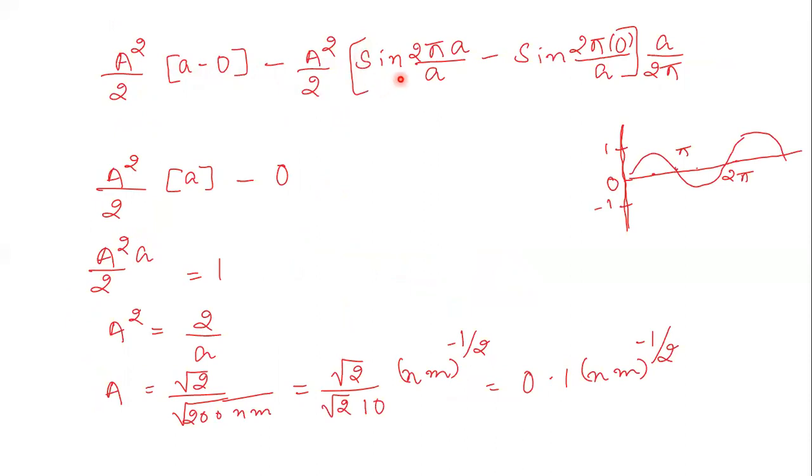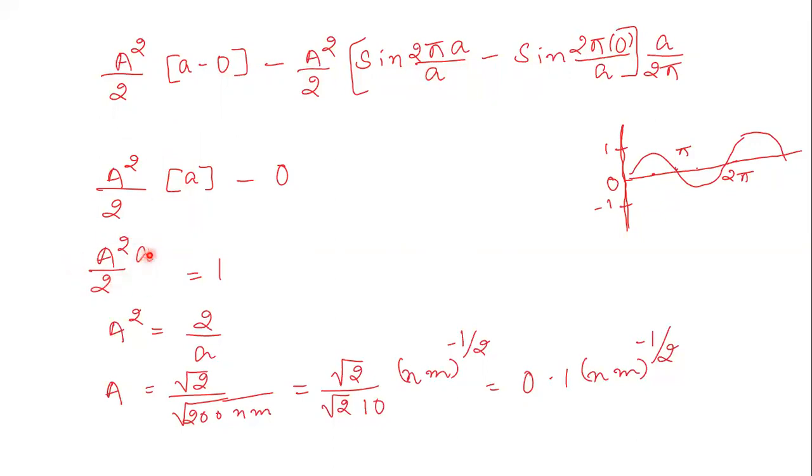Then if you substitute the upper limit and lower limit in sine 2 pi x by a, x takes the values a once and 0 once, and this gets cancelled. We are left with sine 2 pi. The value of sine 2 pi is 0, and here it is sine 0. 0 minus 0 is 0, and 0 into this would become 0. Here we are left with a square by 2 into a. So now we got the value of the integral as a square by 2 into a.